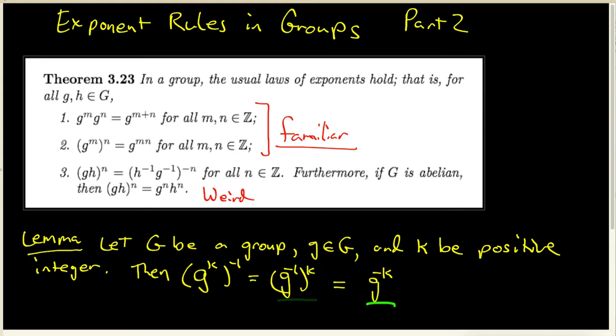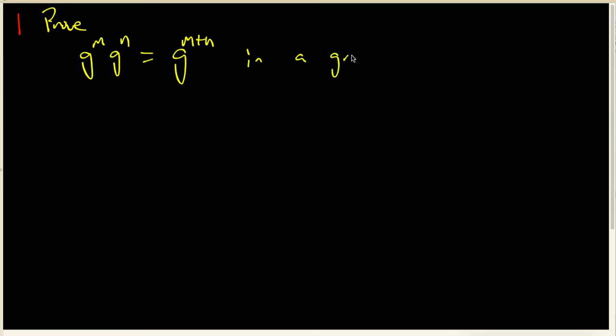So what I now want to do is look at proving the first property of theorem 3.23. So let me get that back, and let's see. I want to prove that g^m times g^n is equal to g^(m+n) in a group. And let's get rid of that stray mark.